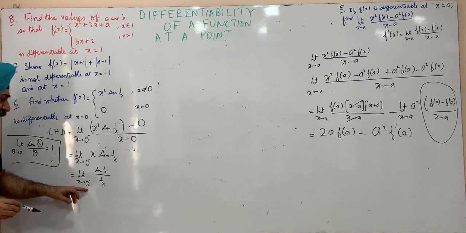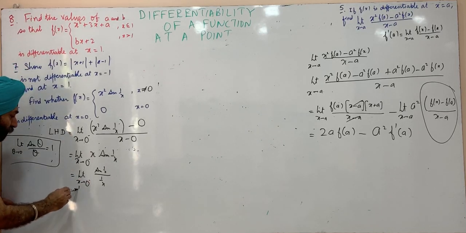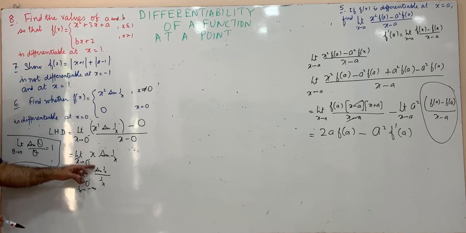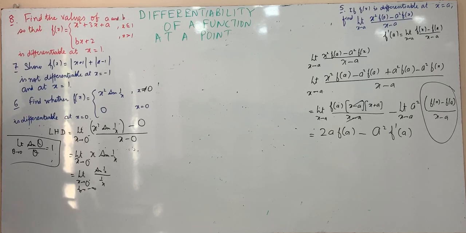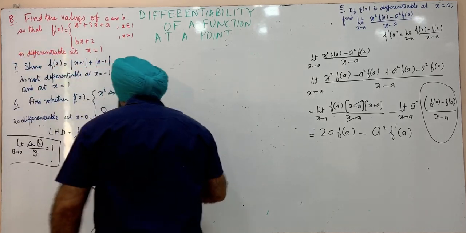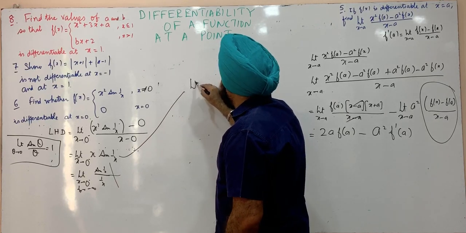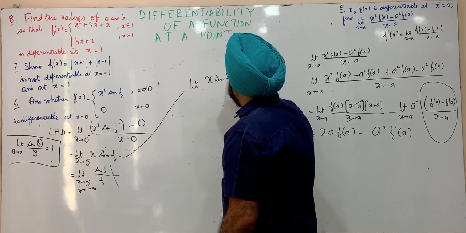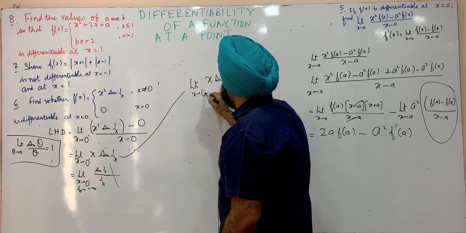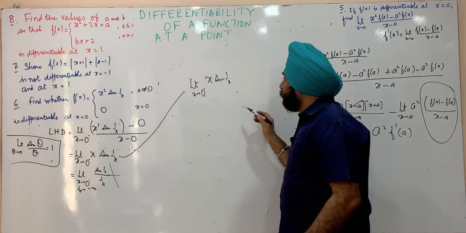So when x approaches 0, 1 by x will approach infinity, or in this case minus infinity, then this limit is not 1. So this is a common mistake students make. So how do we proceed? We don't write it like this, we write its limit x sine 1 by x as x approaches 0 minus.